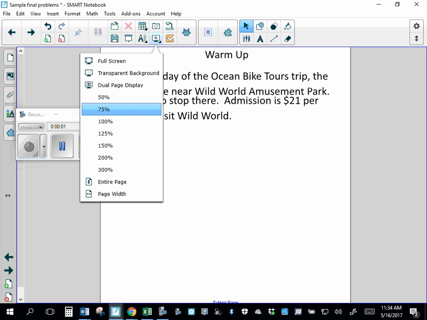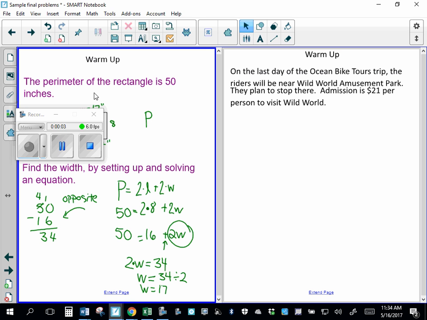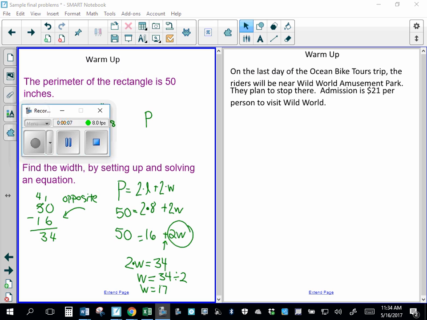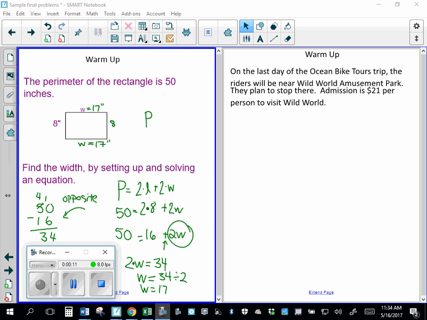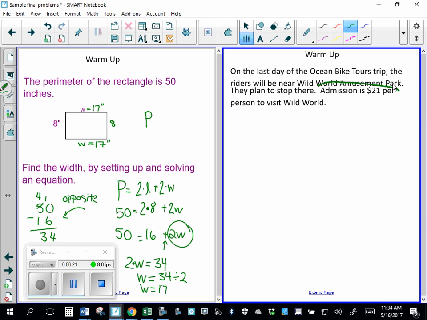Our warm-up on the left here, and we're going to try to tie that into how to do this problem on the right. On the last day of the Ocean Bike Tours, the riders will be near Wild World amusement park. They plan to stop there. Admissions is $21 per person to visit Wild World, okay?